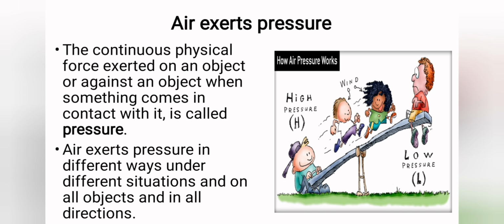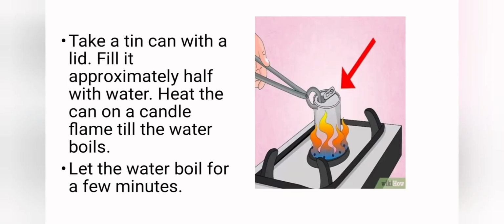The continuous physical force exerted on an object or against an object when something comes in contact with it is called pressure. Air exerts pressure in different ways under different situations and on all objects and in all directions. To understand this, take a tin can with a lid, fill it approximately half with water, heat the can on a candle flame till the water boils. Let the water boil for a few minutes.